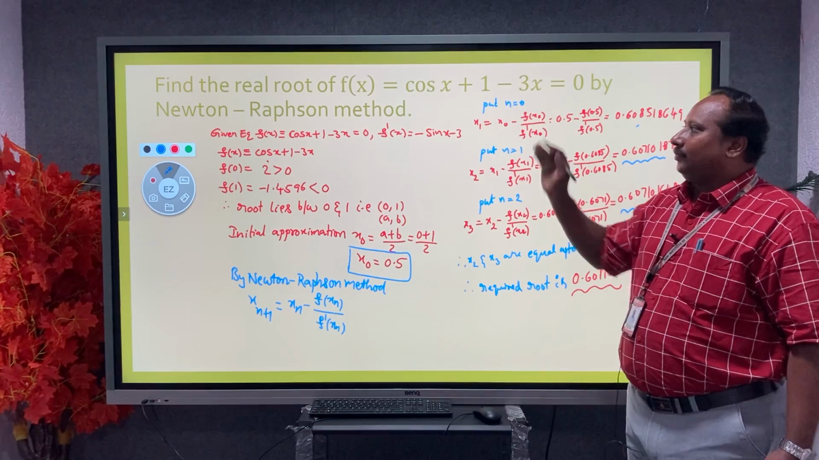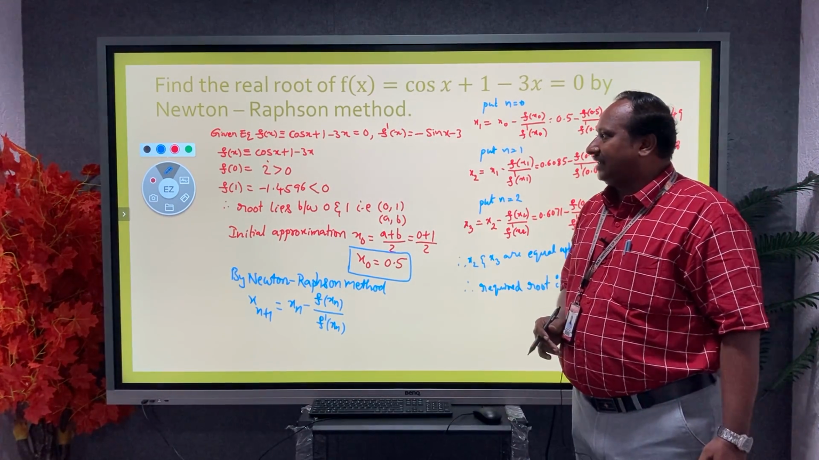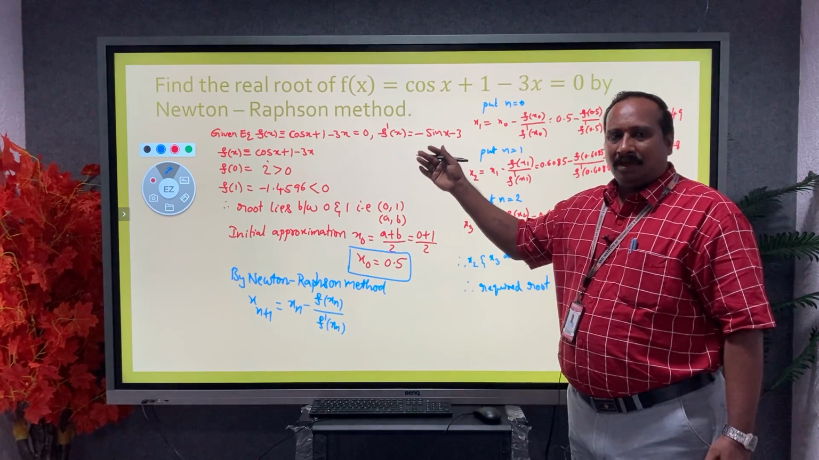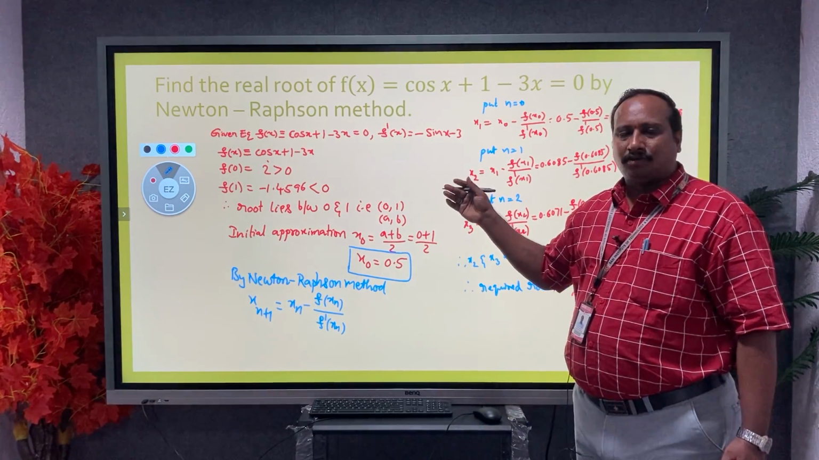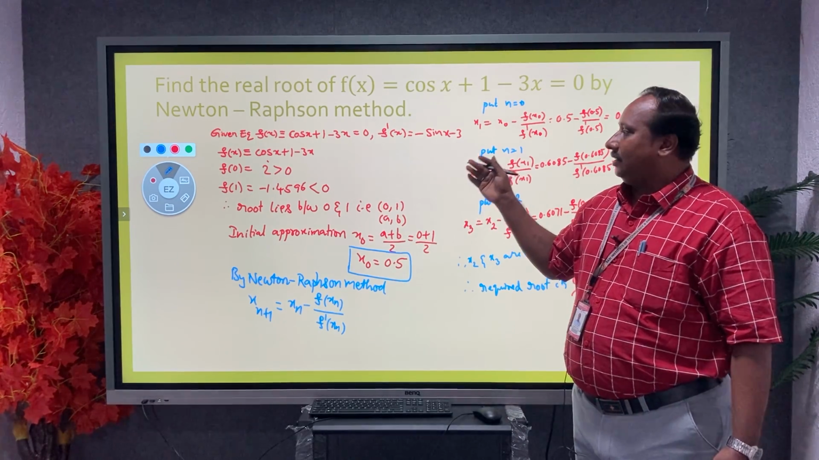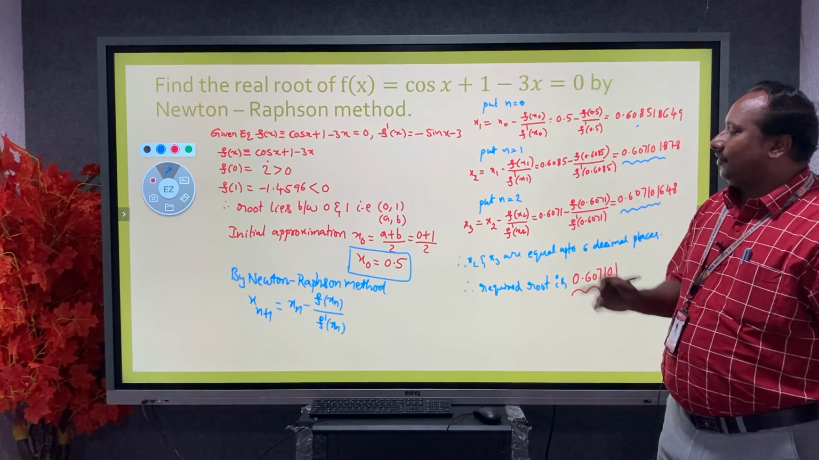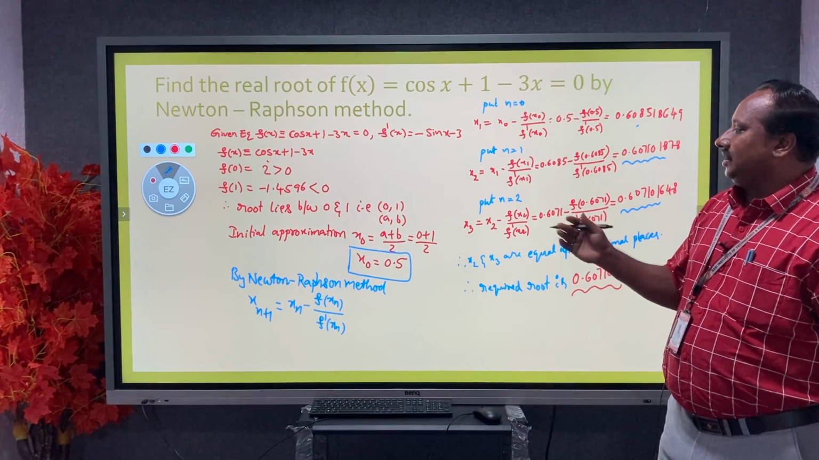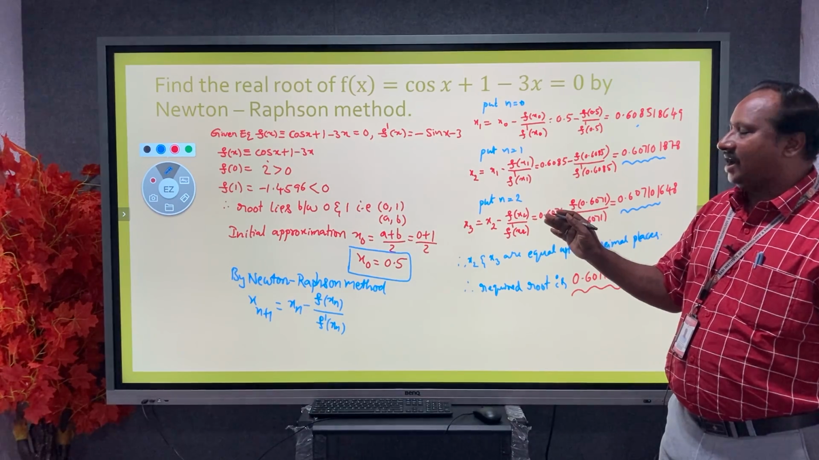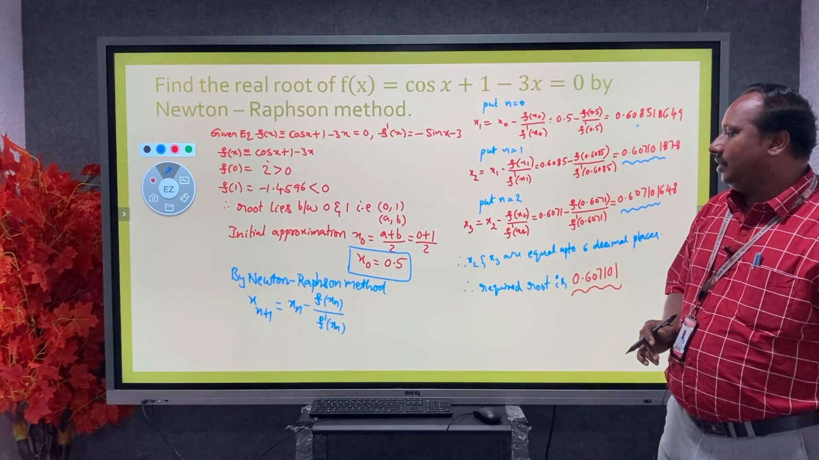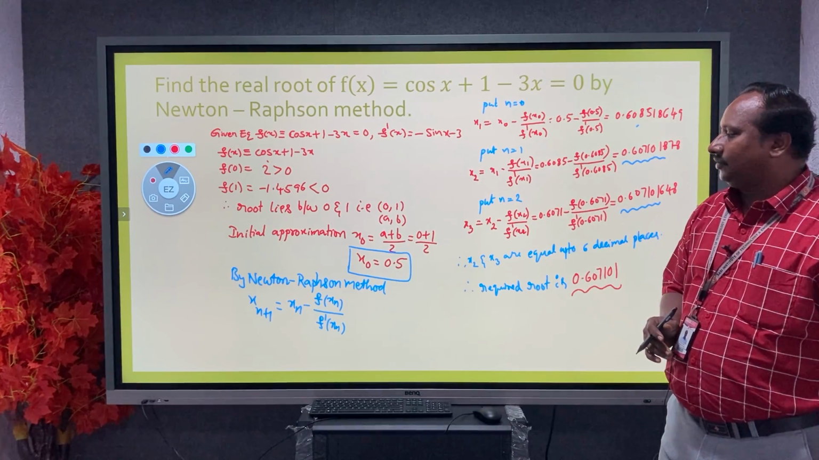So once again I will repeat the procedure. First we have to consider the given equation f of x and substitute 0, 1, 2, 3 and so on, up to getting two successive approximations of opposite signs. Then identify the interval of the form a, b. After getting a, b, calculate the initial approximation by the formula x naught equal to a plus b by 2. Then write the formula by the Newton-Raphson method.